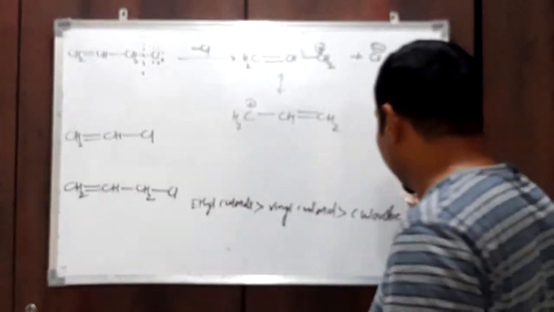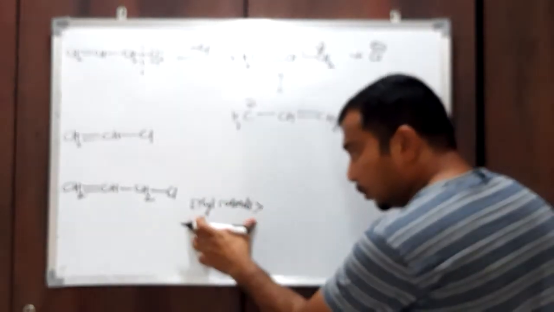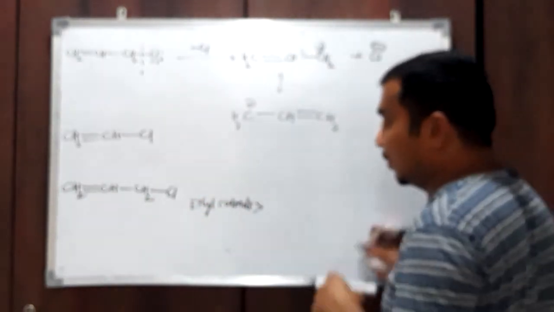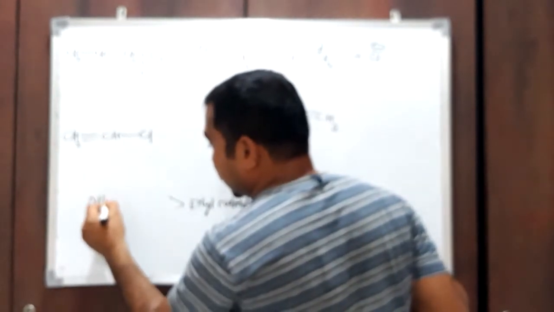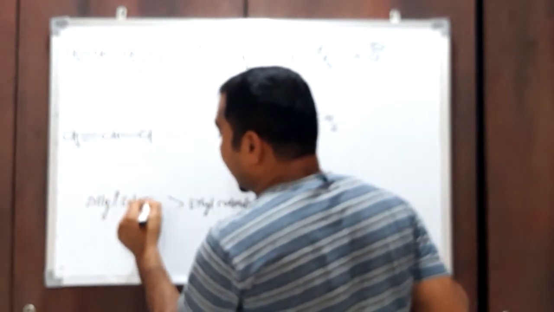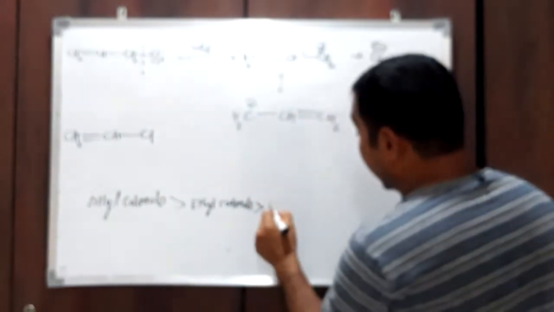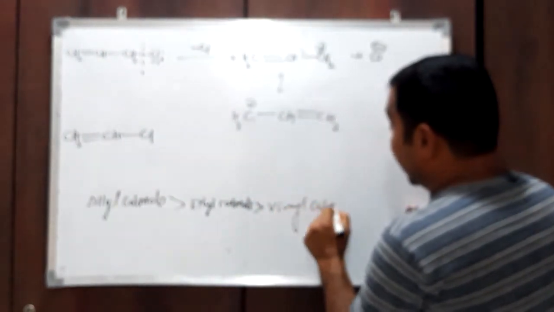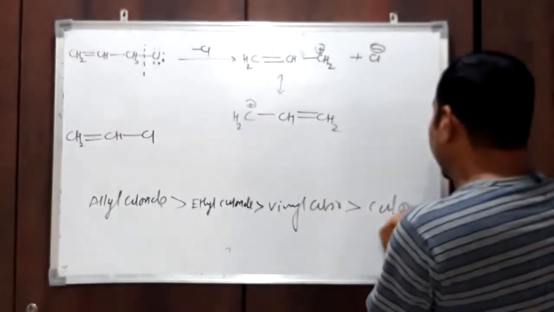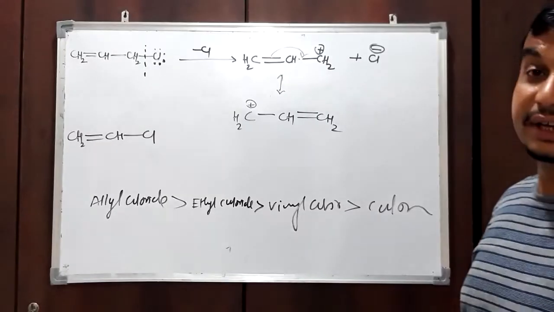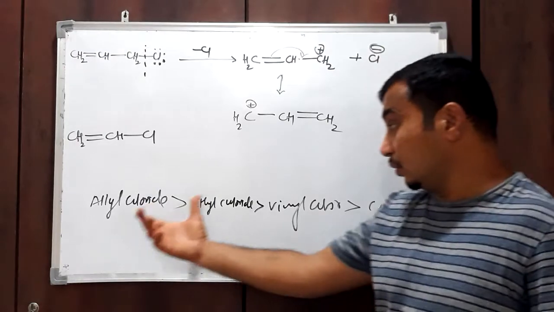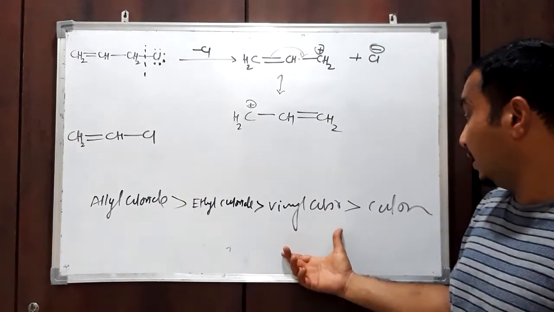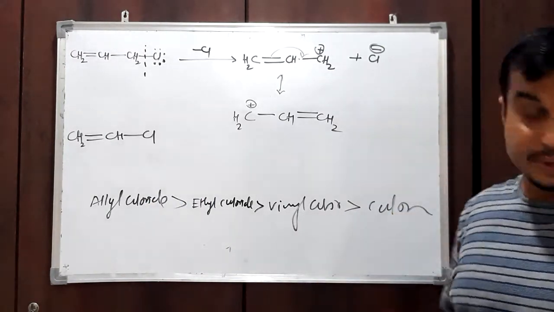So definitely ethyl chloride is higher than vinyl chloride. The order is allyl chloride, then ethyl chloride, then vinyl chloride, and then chlorobenzene. Okay, so this is the reactivity order of various halides: allyl chloride, ethyl chloride, vinyl chloride, and chlorobenzene.